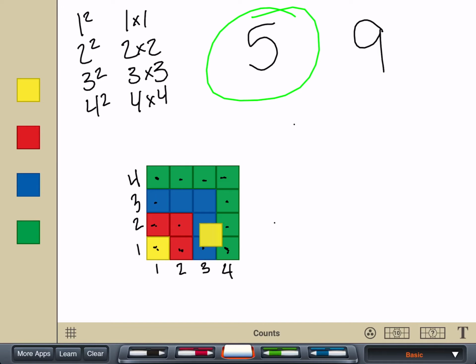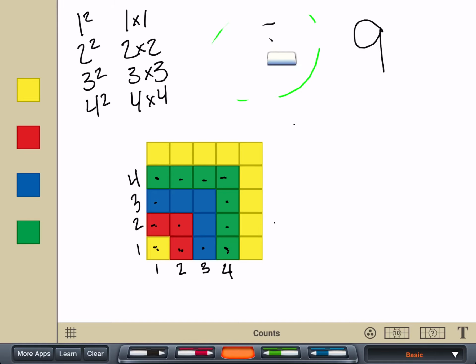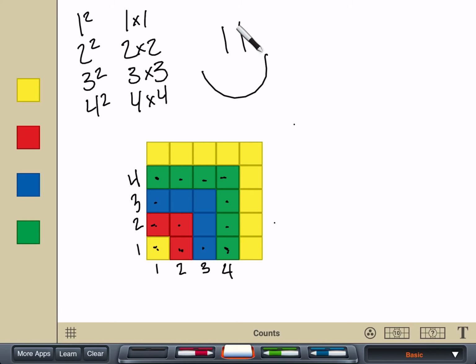1, 2, 3, 4, 5. Okay, I want you to think, is this a perfect square? Yes or no? Here. I'm going to put a smiley face for yes and a sad face for no. Is this a perfect square? What do you think?